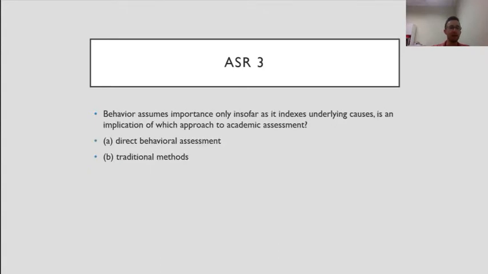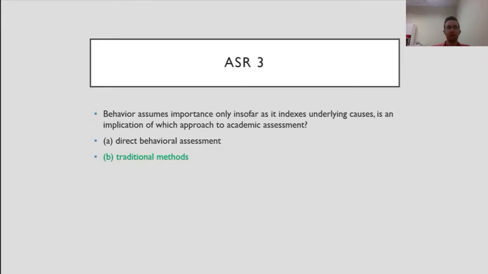ASR 3, behavior assumes importance only insofar as it indexes underlying causes. So let's rephrase this, because this isn't worded as well as it could be. Behavior is assumed to be important only insofar as it indexes underlying causes of the learner's problem. Is an implication of which approach to academic assessment? A, direct behavioral assessment, or B, traditional methods? A couple more seconds. All right, I'll close the poll. And the answer here is B, traditional methods.